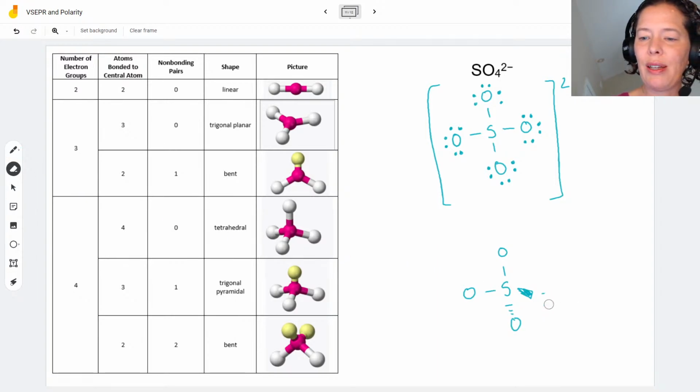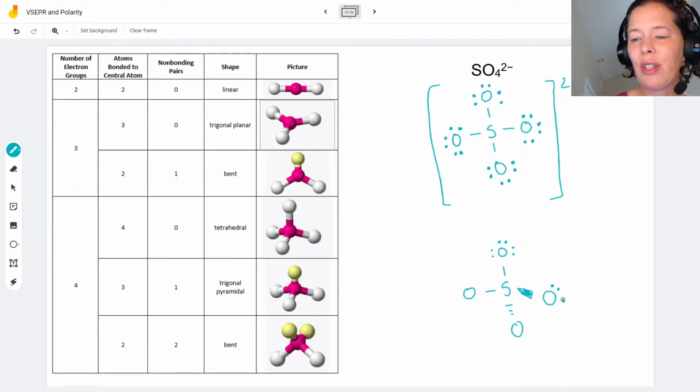I'm not really a fan of how I drew these oxygens. Let me try again. That's a little bit better. Okay. All of the non-bonding pairs.